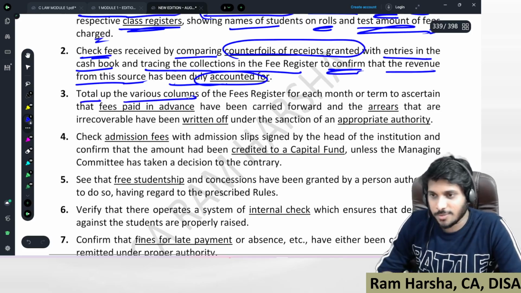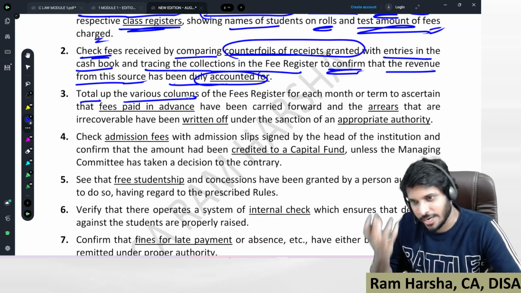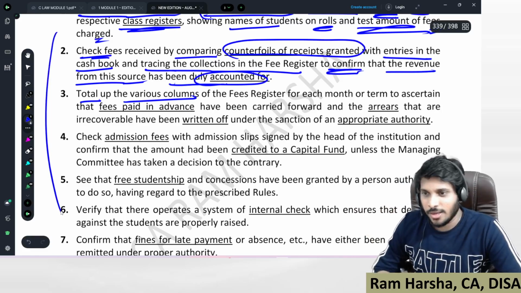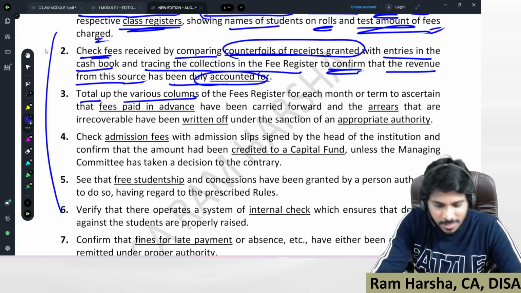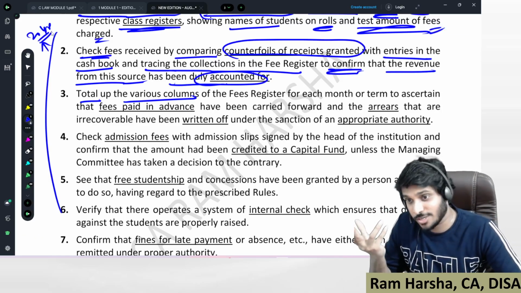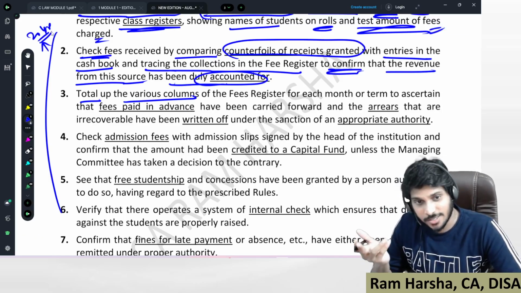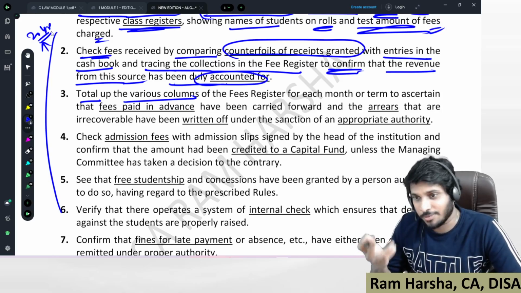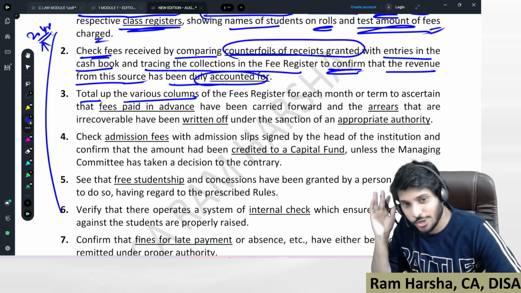Total up various columns. Today totaling all that is not required, because today it is completely electronic. This answer is there in the ICAI study material only, but this answer was suitable 20 years ago. Now the answer should be changed, but still the institute has not changed the answer. Totaling up registers and all that is not there. Now today it is completely automatic.